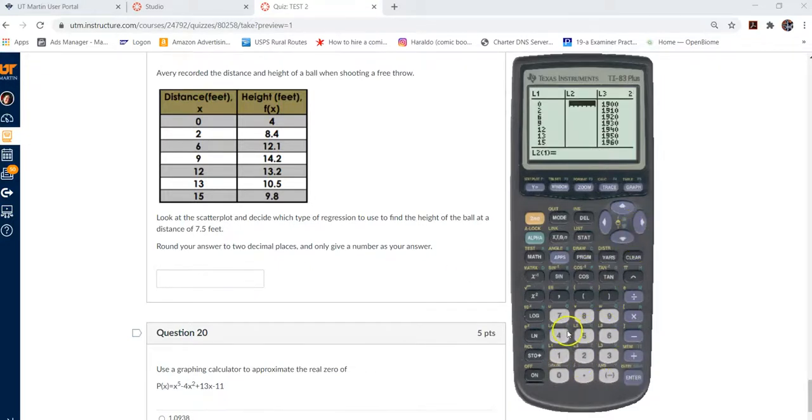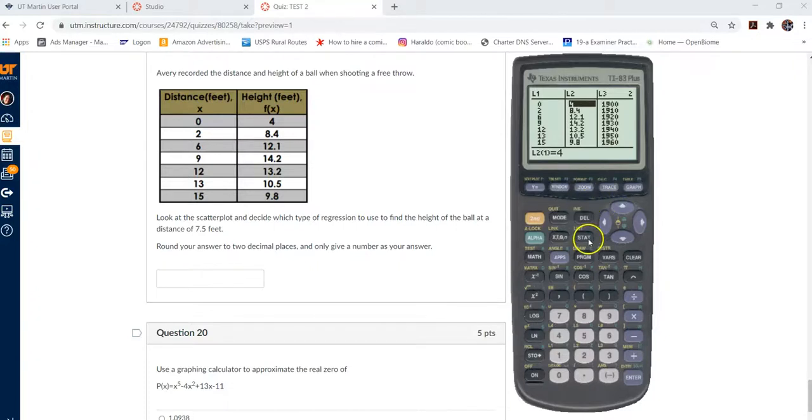And then we come over here and we have 4, 8.4, 12.1, 14.2, 13.2, 10.5, and 9.8. Now I'm going to check these pairings before I go on. 9.8 and 15, 10.5 and 13, 13.2 and 12, 14.2 and 9. Okay, and 4 and 0.